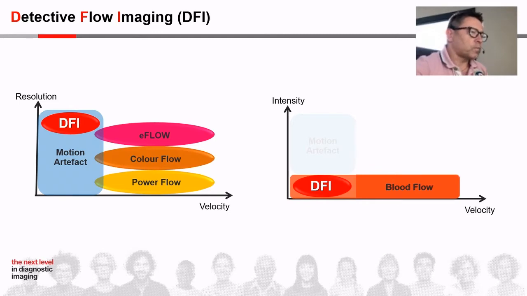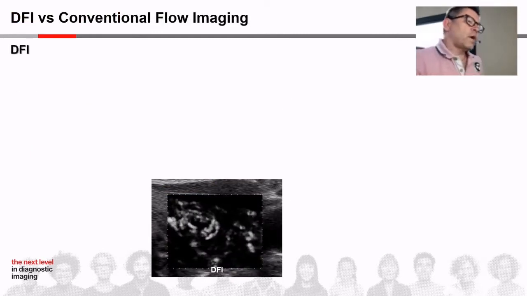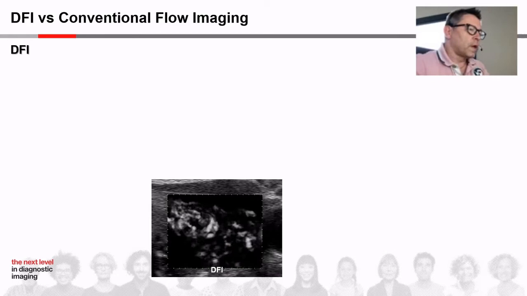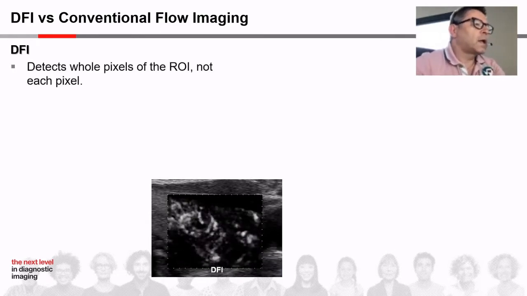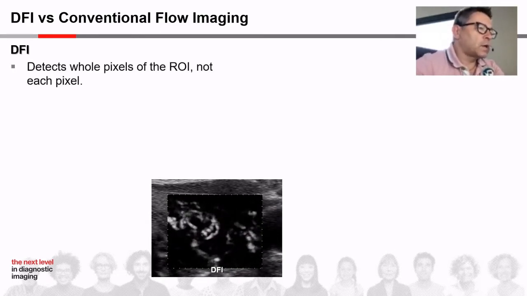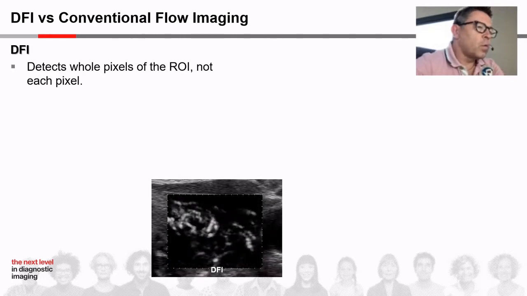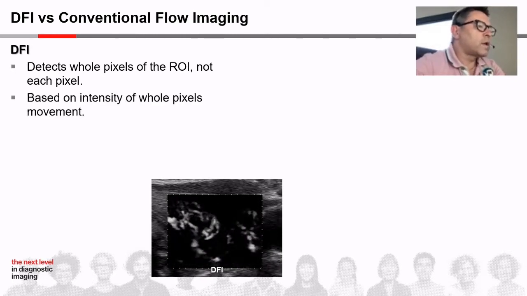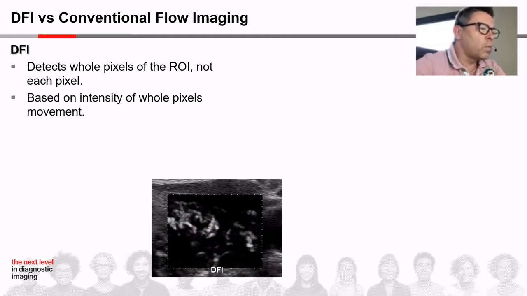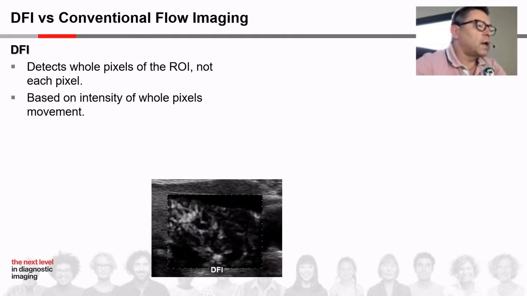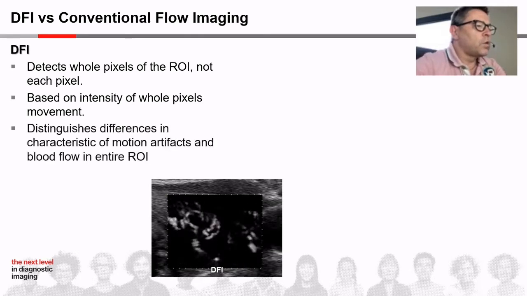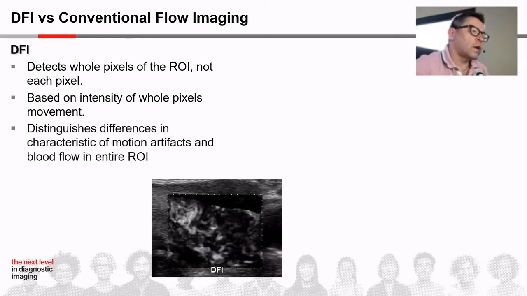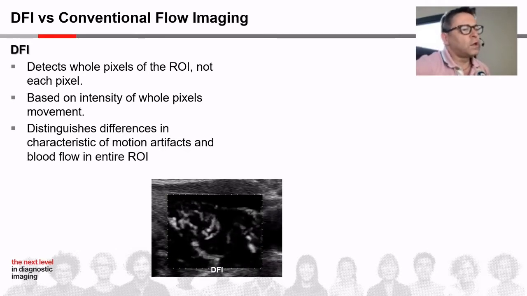Now, if we compare DFI versus conventional color mode, DFI will detect characteristic of motion artifact on micro blood vessels in whole pixel of the color ROI, not each pixel. It is based on the intensity of whole pixels movement. It analyzes the entire ROI and uses the difference in the characteristic between motion artifacts and blood flow to distinguish them.